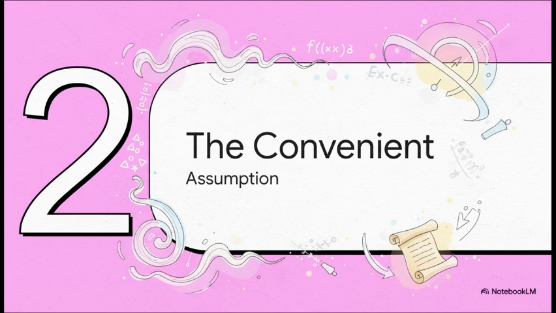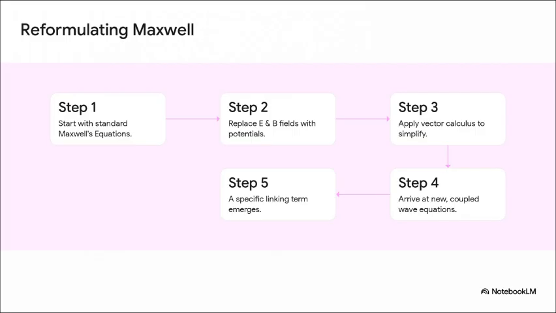So, what happens when physicists decide to rewrite Maxwell's equations using these more fundamental potentials? Well, something really curious happens. They stumble across this one mathematical term that for over 100 years has pretty much been treated like a nuisance, something to just be swept under the rug. Now we're not going to get bogged down in the math here. The process itself is pretty straightforward.